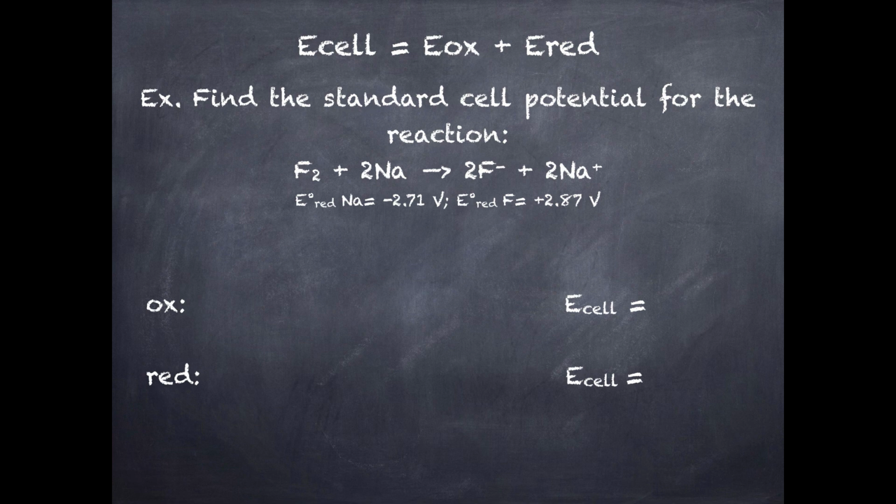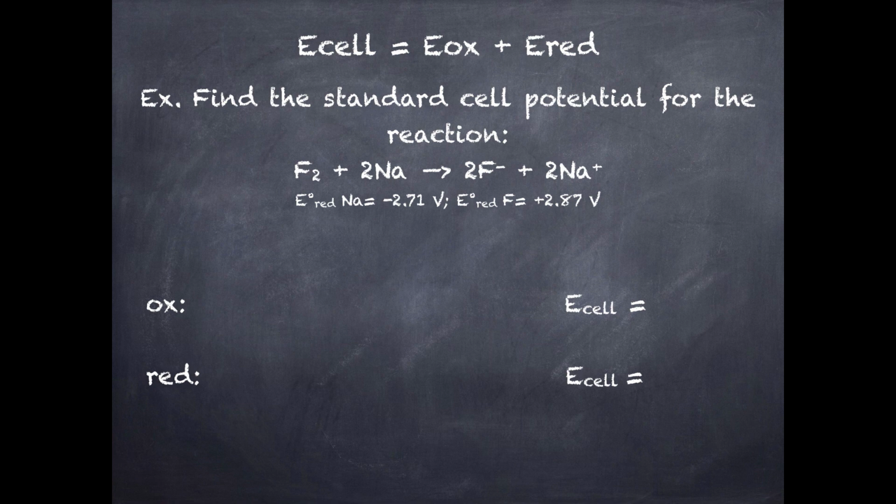So to determine the cell potential for a redox reaction, you simply add the oxidation cell potential and the reduction cell potential. Let's look at how to calculate each of these with an example. I'm asking you to find the standard cell potential for this reaction: fluorine reacting with sodium to produce fluoride ions and sodium ions.